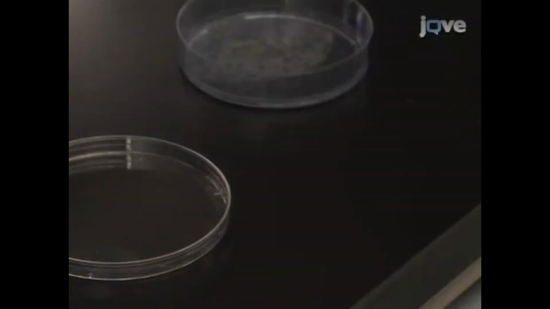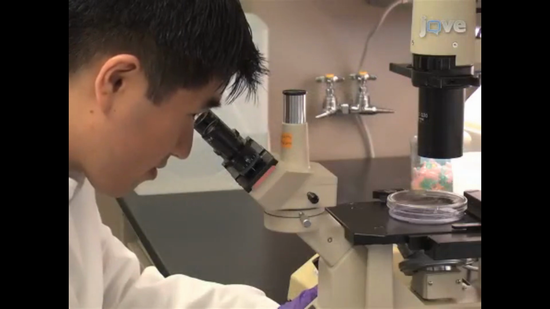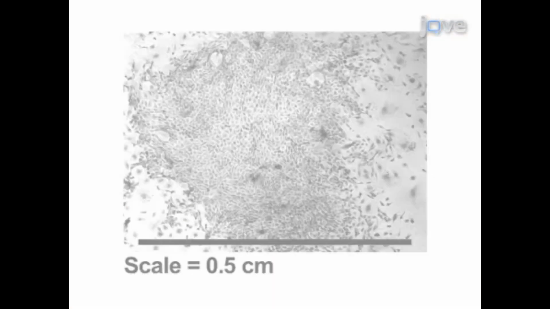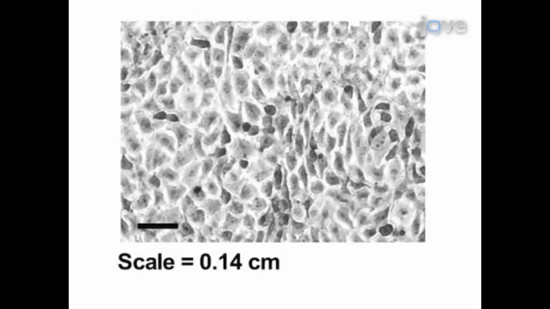Allow samples to air dry and quantify the number of colonies containing greater than 25 cells per colony using an inverted microscope for visualization. Colonies are large and comprised of a few hundred cells as shown here and display a mesenchymal phenotype.